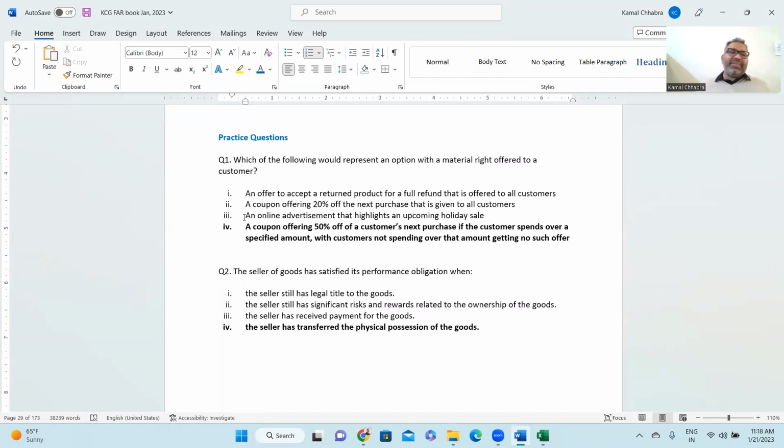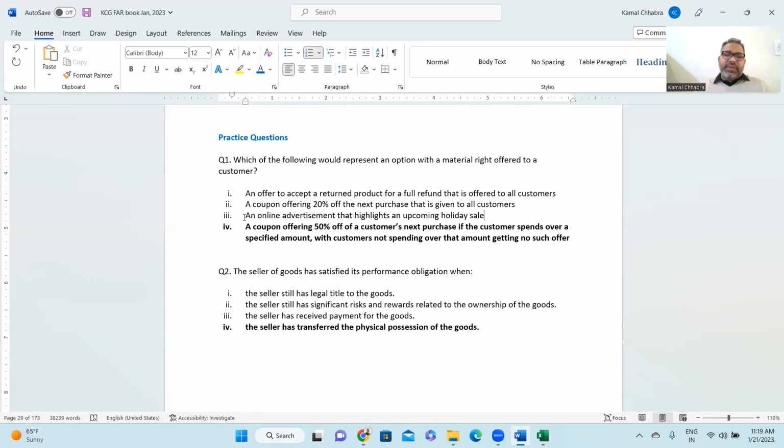So the third option is an online advertisement that highlights an upcoming holiday sale. Sorry, my bad. Yeah, we interpreted it wrong. So the fourth option is right, because if somebody is purchasing that much amount, then he or she is eligible to get an additional 50% discount on future sales. So that's the material right: on purchase of a specific amount, more than specific, right? Sorry about that. Cool.